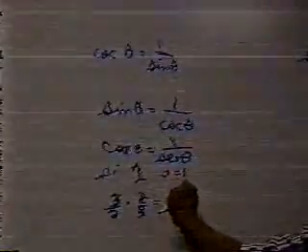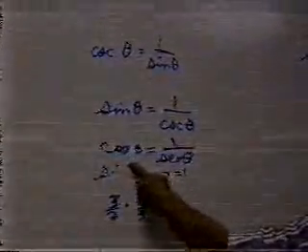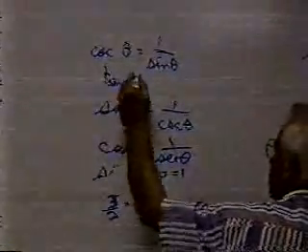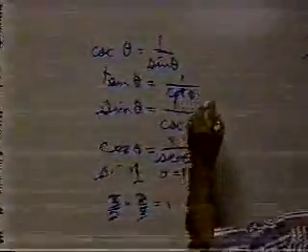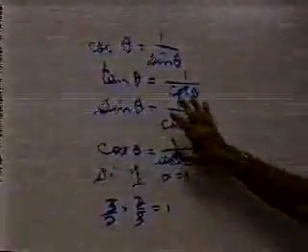Or what? The secant times the cosine's 1. Or the secant's 1 over cosine. All right? Another one that you need to know is tangent. These are all in your book, of course. Tangent's 1 over cotangent. Or what? Cotangent times tangent's 1.